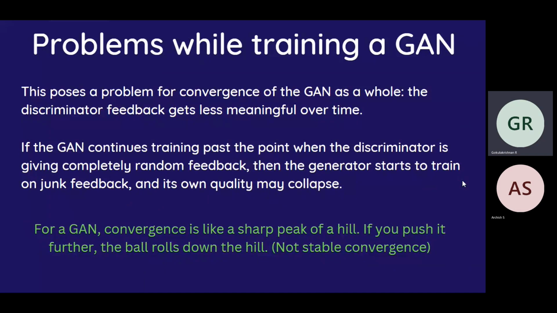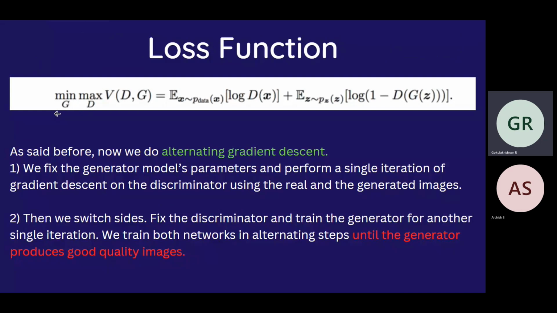So this term is called convergence. Convergence you can understand, and get a better intuition for, with the help of the loss function. You can see in this loss function that we wanted to minimize the RHS with respect to the generator. We also wanted to maximize the RHS with respect to the discriminator. So you basically want to minimize and maximize the same expression.